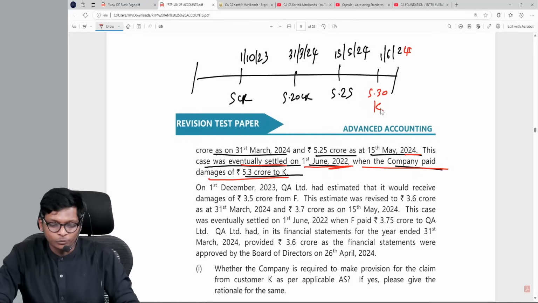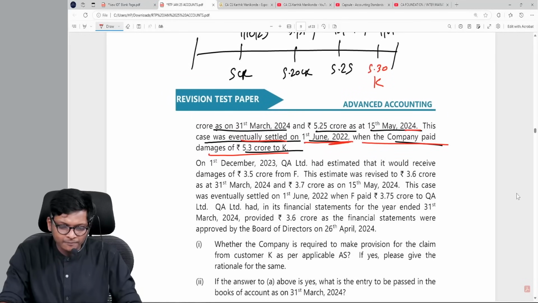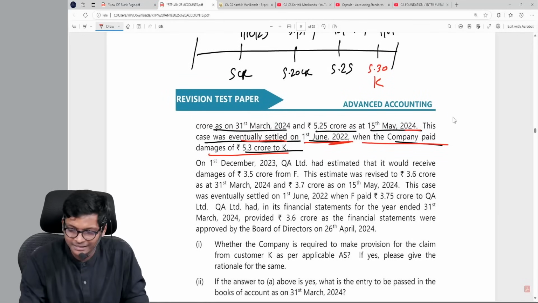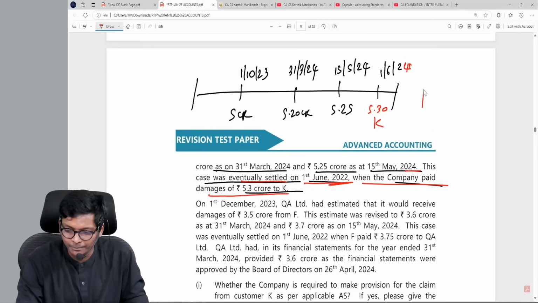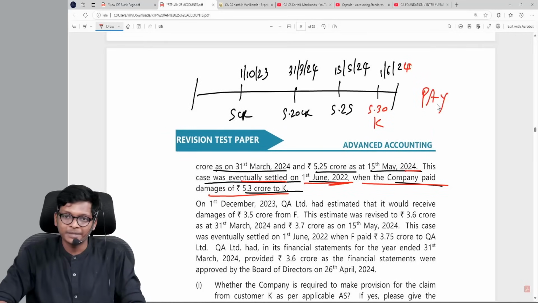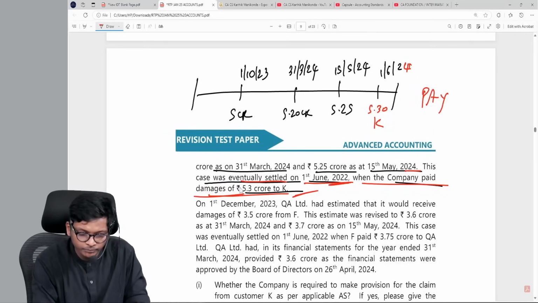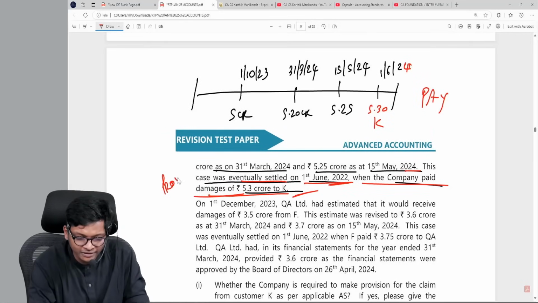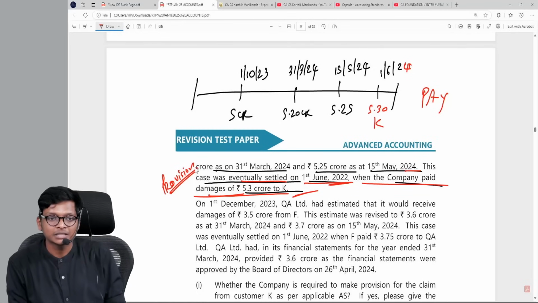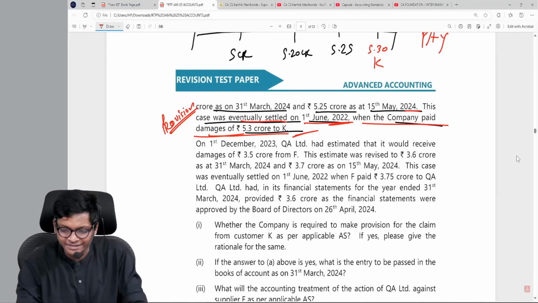Okay. Now, what happened? Yeah, this is the case. This is with respect to what company had to pay. With this, the provision concept is over. We are in AS 29. Provision is over. Should I create provision for this? Yes, during the year. Let me go to second part of question.